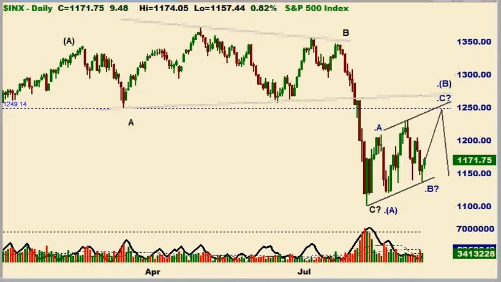Today we're going to take a look at the S&P, the Dow, and the Euro versus the dollar on the Forex. And we'll also do a little trading tutorial on that, on the Forex.